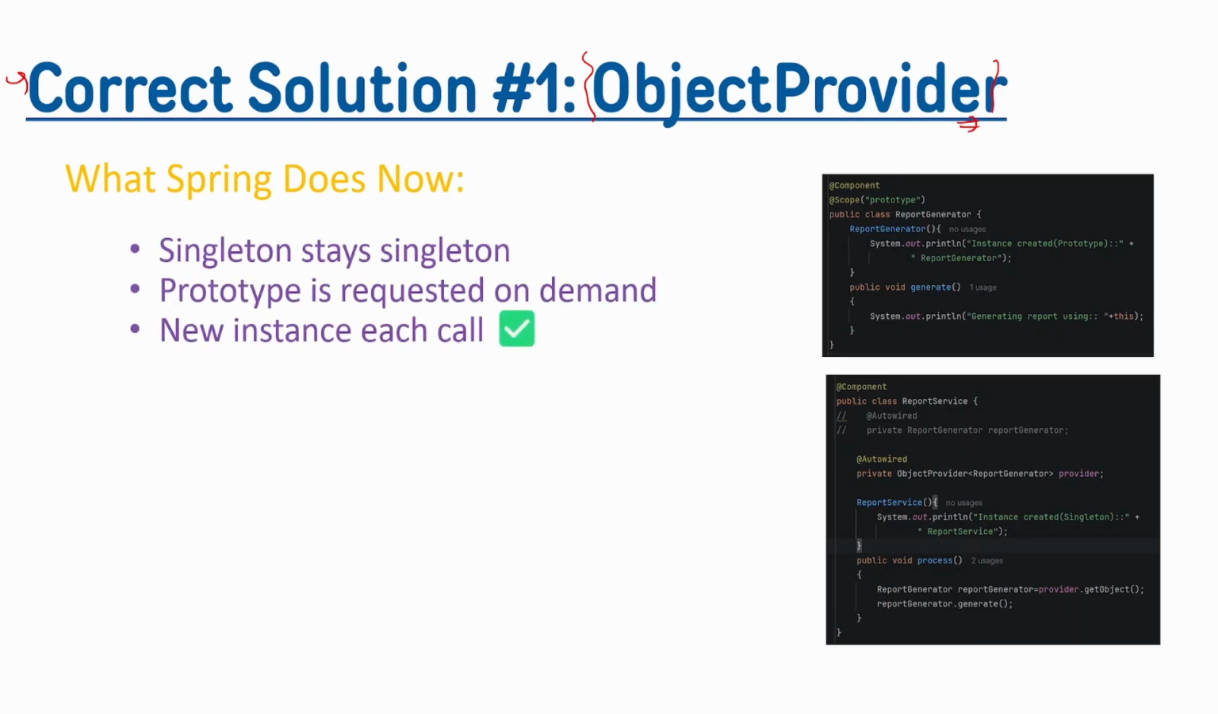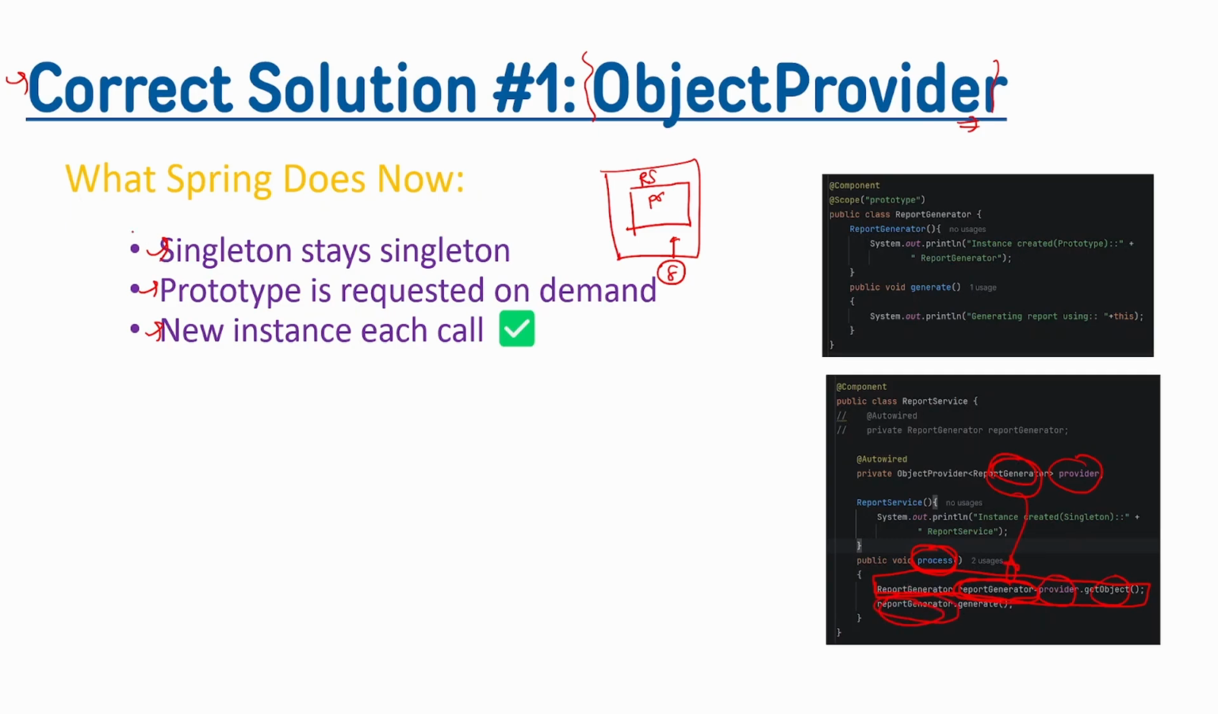What does Spring do now? Spring creates the report service. Since it is of type singleton, it creates the singleton bean, injects the dependency of the object provider here, and stores it in the Spring context. Now every time we call the generate report method, the provider will provide us the object of the report generator each time, and each time we will get a different instance.